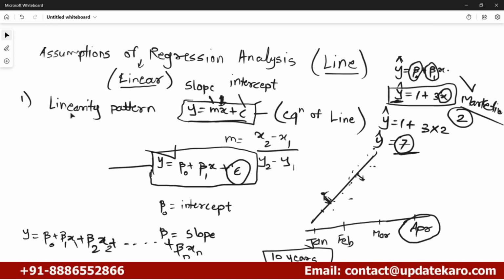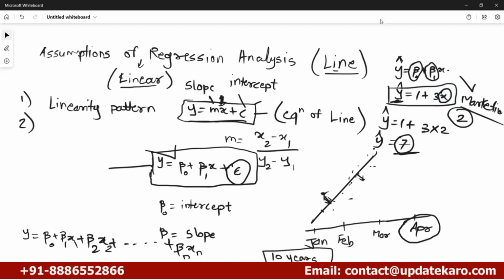The first assumption is that a linearity pattern is there. Then the second one is that this is not a constant value. You will find that for each and every data set, the values of beta naught and beta 1 will be changing. Now let us move to the assumptions of linear regression. The second one is the I, which is our data, our x features.